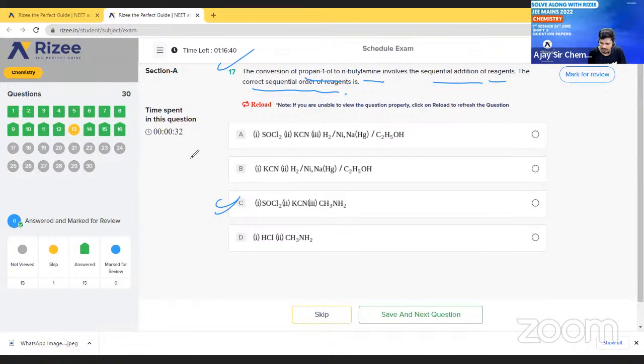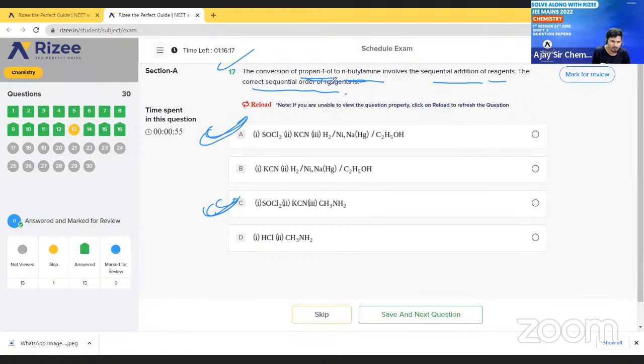propan-1-ol is there. We have to convert it into butanamine. In this process, what sequence is involved? So we have to find that. See here, the correct option for this is option A. Option A is the correct option.